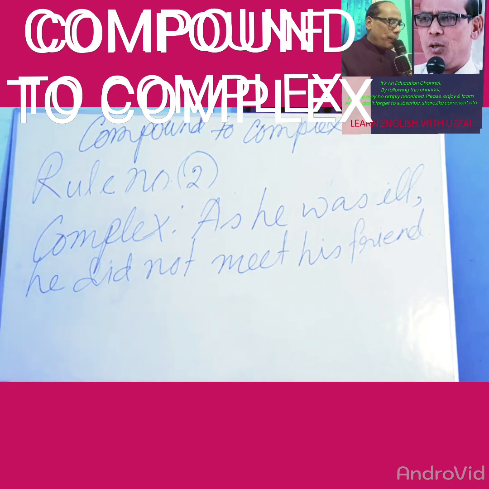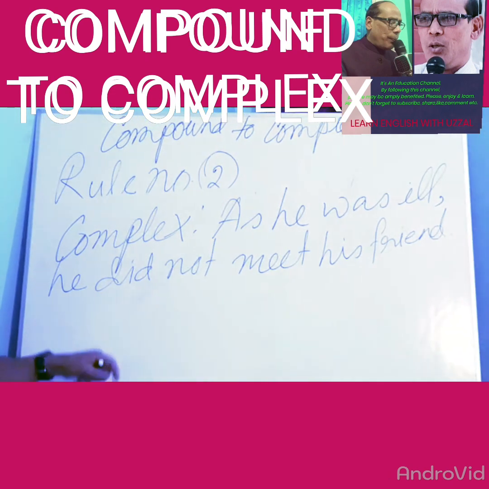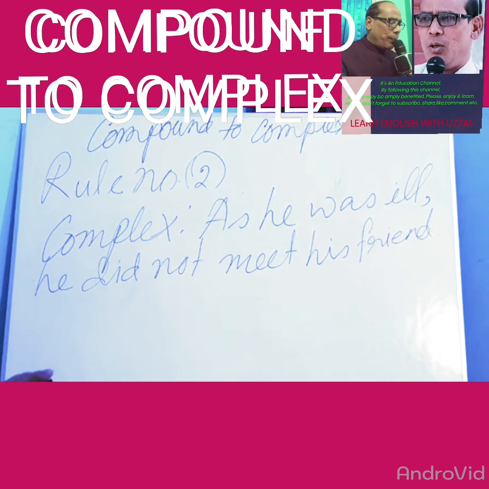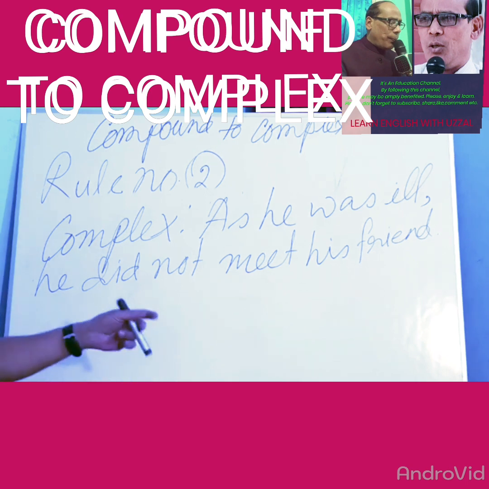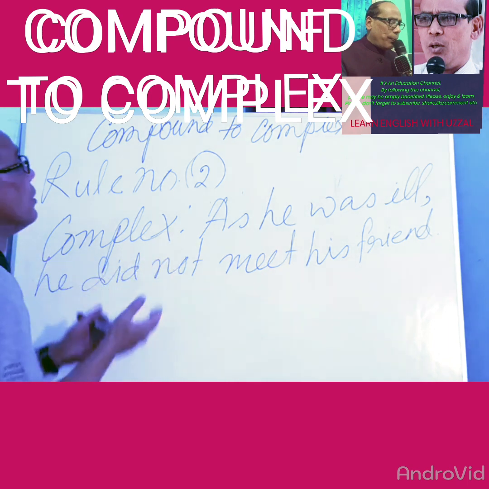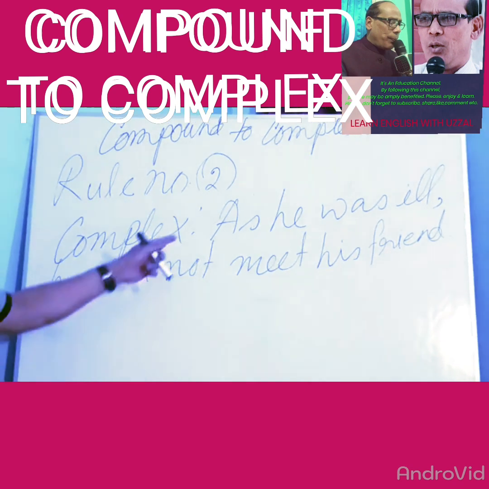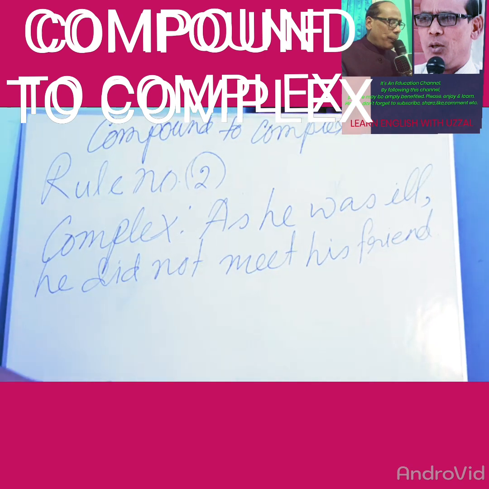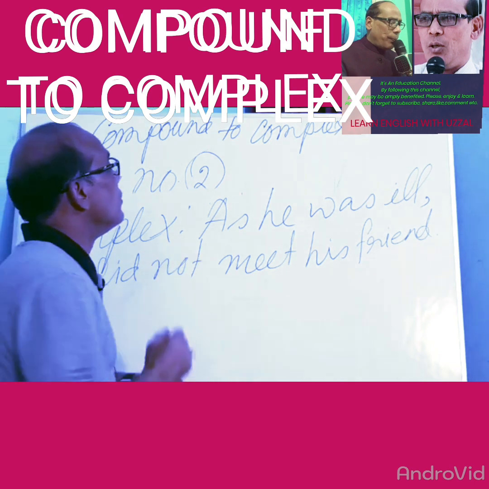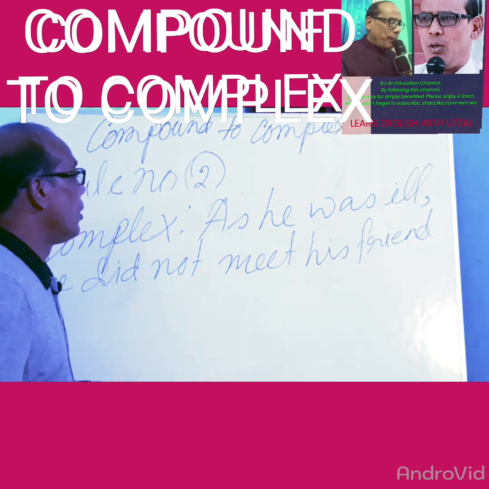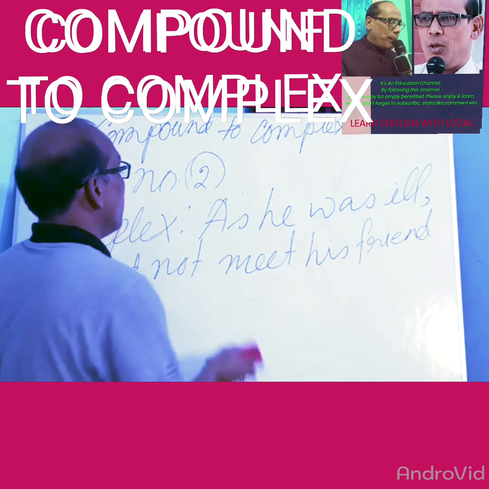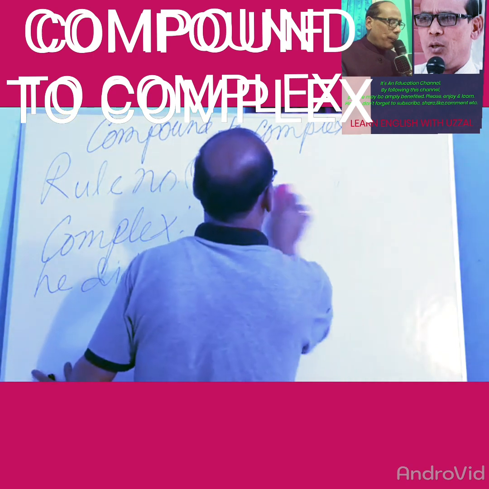Dear learners, of course you can understand now that so and therefore indicating cause or reason, we'll have to use any of the subordinating conjunctions, suppose, as, since, or because. I have accordingly used as at the beginning of the subordinate clause. As he was ill, he did not meet his friend. Thank you very much. I think this rule is very much clear to you.